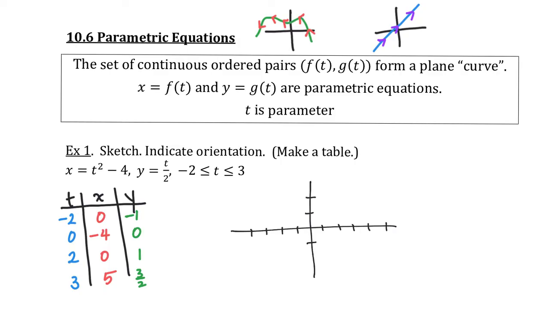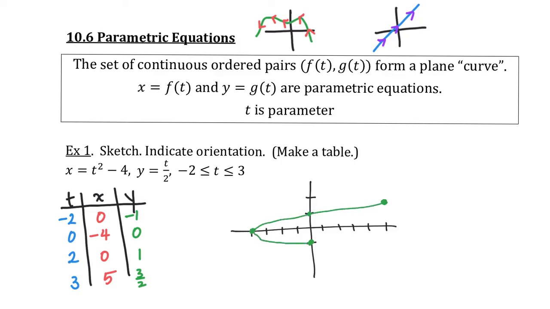Okay, I am going to graph the ordered pairs, but then I'm going to think about the direction afterwards. So my first ordered pair is 0, -1. My next ordered pair is -4, 0, 0, 1, and then 5, 1.5, so about up here. And those are endpoints at the ends because of the domain restriction from -2 to 3. So this is my curve that doesn't have to curve.